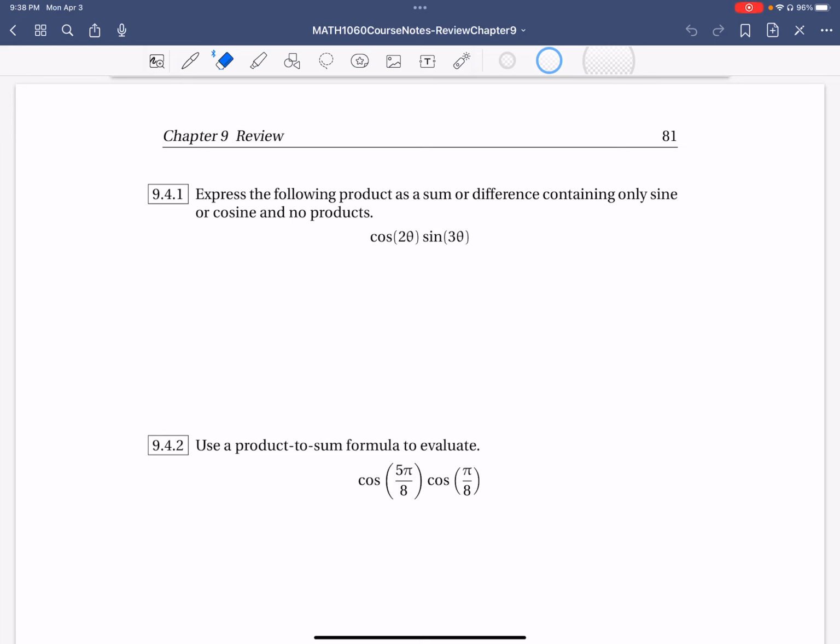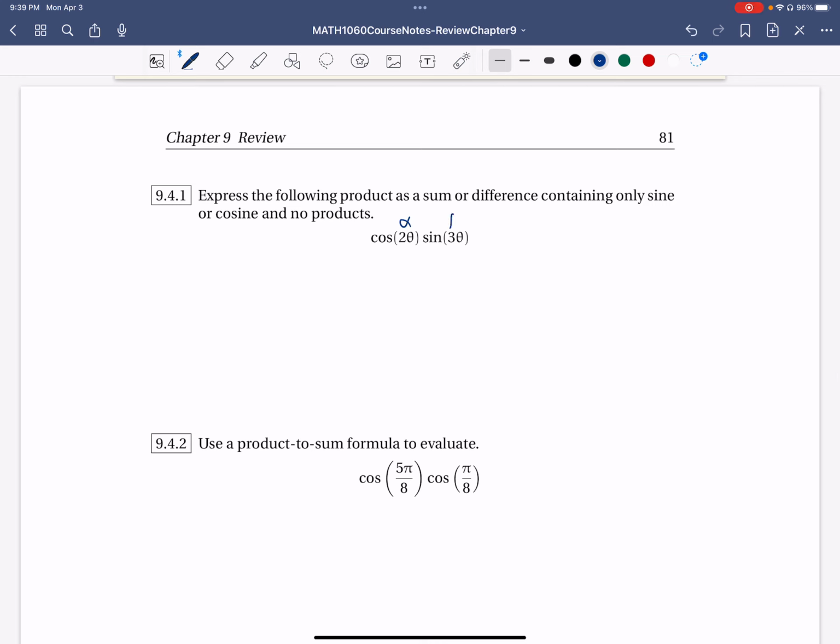The first question says, express the following product as a sum or difference containing only sine or cosine and no products. So we're going to look at what we're given: cosine of 2 theta times the sine of 3 theta. We'll look at this as an alpha and beta, two angles. And if we look in our formula sheet, we'll see that the cosine of alpha times the sine of beta can be rewritten using a product to sum formula as follows.